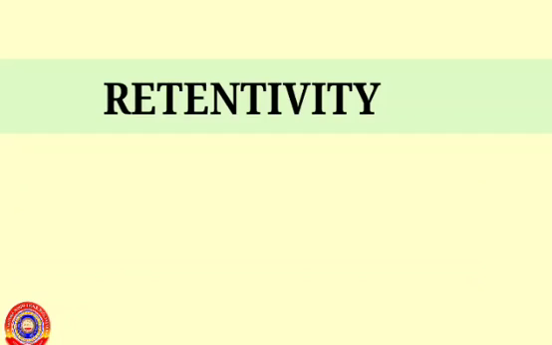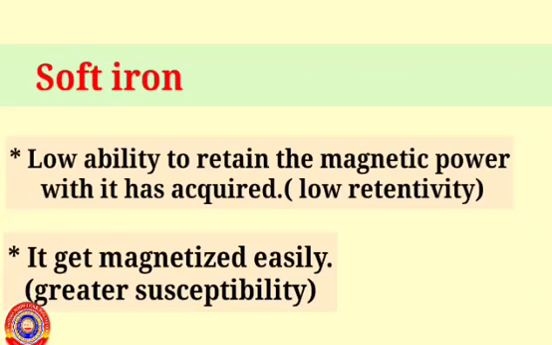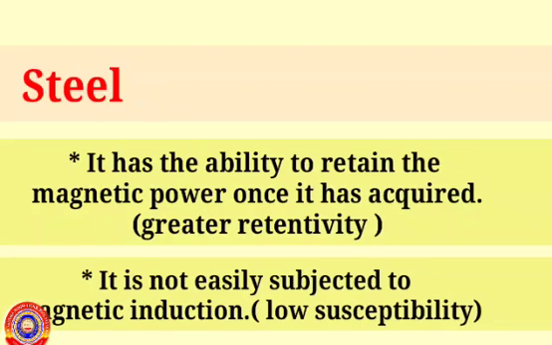Soft iron has low ability to retain the magnetic power which it has acquired. That is, retentivity is low, but it is easily magnetized. That means it has greater susceptibility. In the case of steel, it has the ability to retain the magnetic power once it has acquired. So, retentivity is greater and it is not easily subjected to magnetic induction. So, susceptibility is very low.